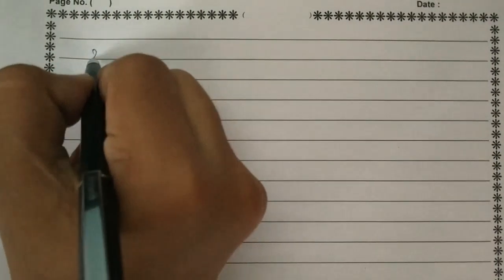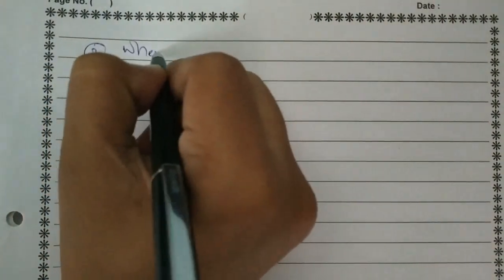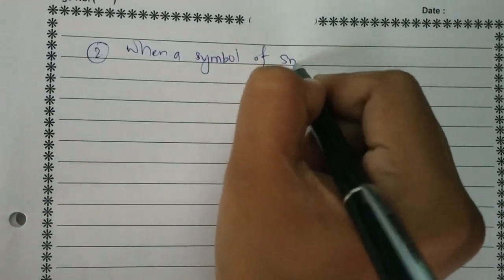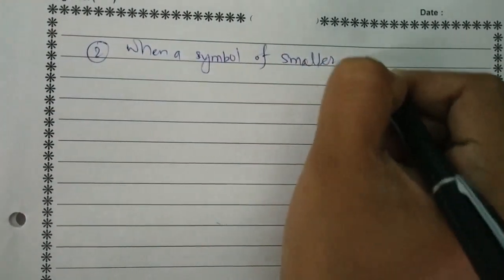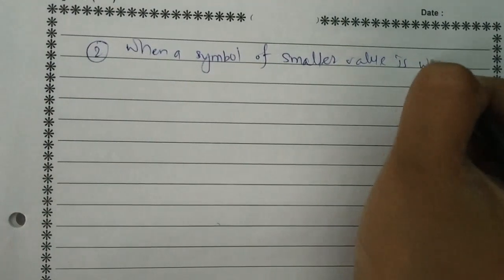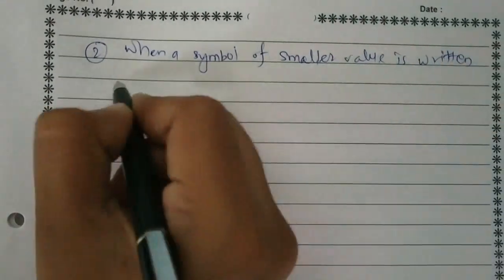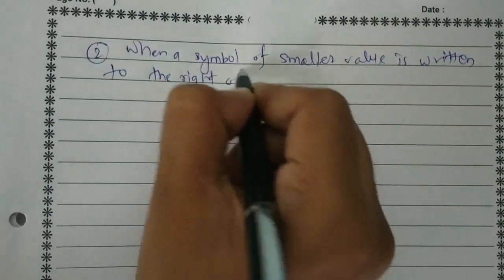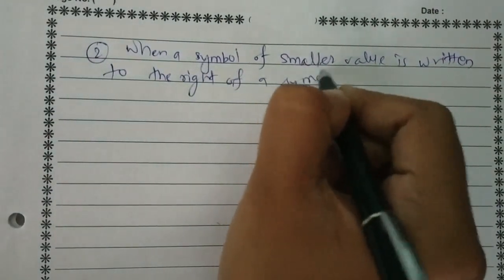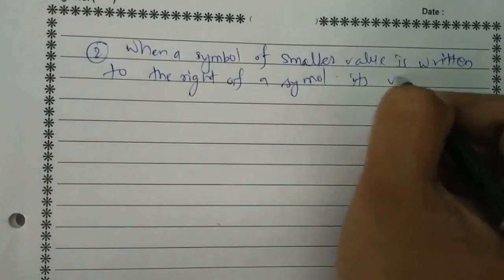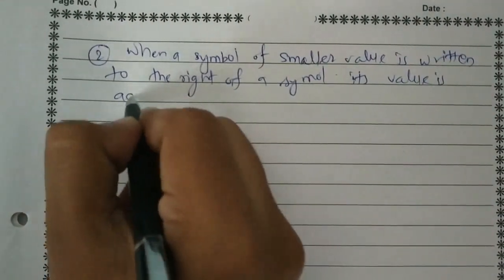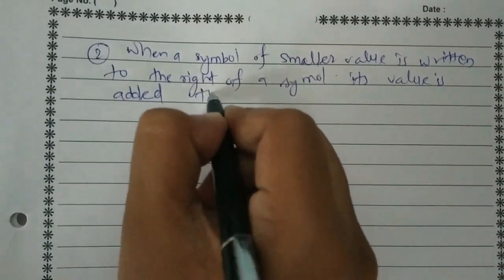Children, rule number 2 is that when a symbol of smaller value is written to the right of a symbol, its value is added to the larger value.